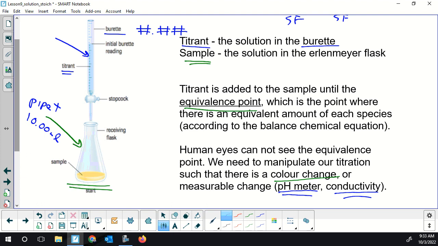At the end, we do rinse things with water, but that's just for cleaning the chemicals out. We rinse all our quantitative glassware with the solution that's going in them first. That's our starting point. Okay.